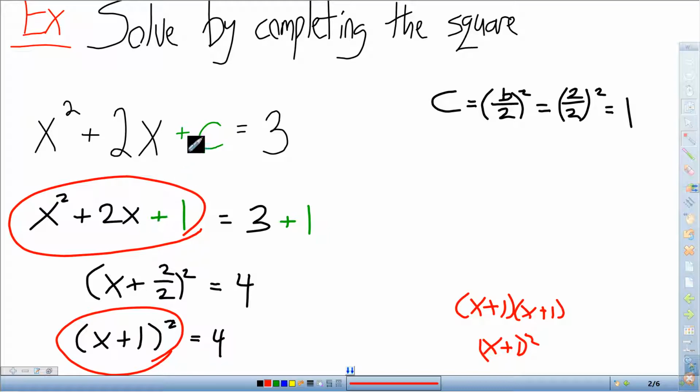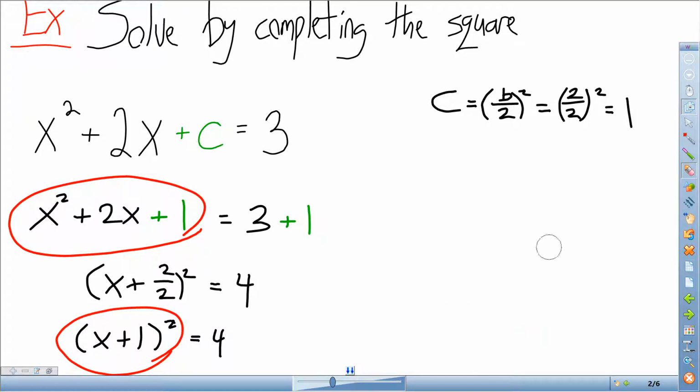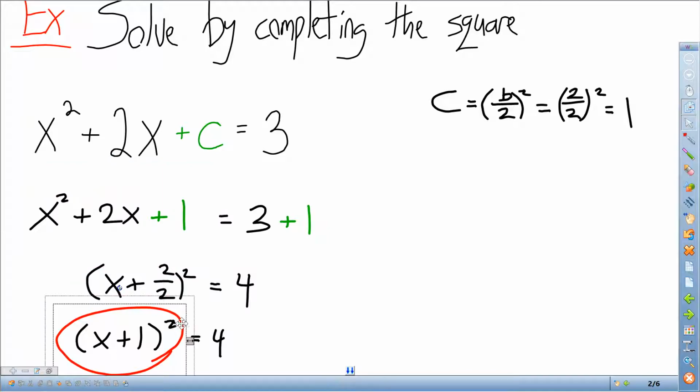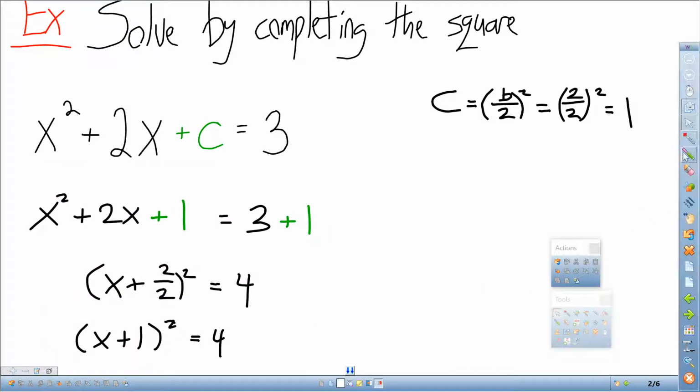And that is why we're figuring out this c value initially, because what it does is turn this into a trinomial that can be factored very quickly. So that is the point of all of this. Anyway, let's keep moving. So that's the first two steps. The last step is basically solving for x.